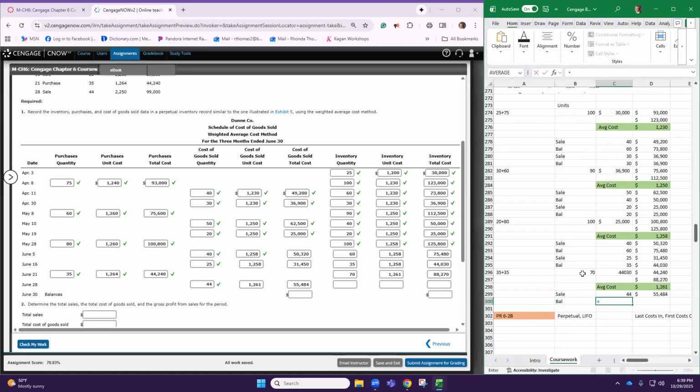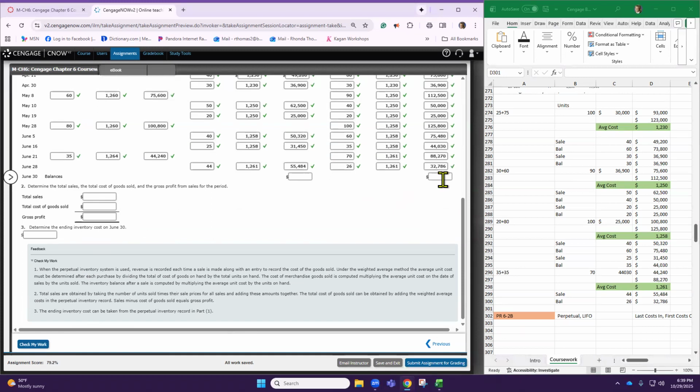We had 70 and we just sold 44. So now we have 26, and the 26 times the cost of 1261 is about $32,000. So here's what we have remaining. We have 26 remaining at that 1261, 32,786. Let's see if we're right.